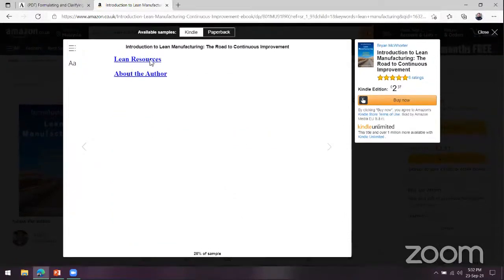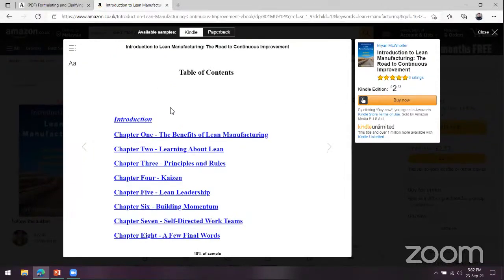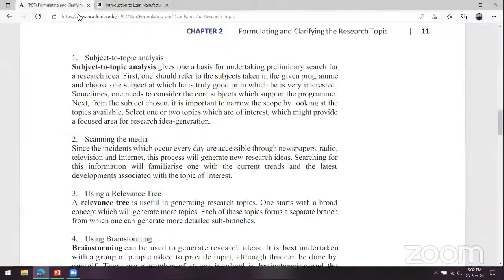So, and also the resources, how am I going to make sure the resources are leanly being prepared? As I say, look for something that interests you, and that is what we call subject to topic analysis. Okay, so far so good about this. Select one or two topics of interest that might provide a focus area for the research idea generation.